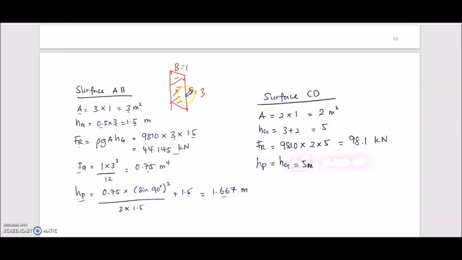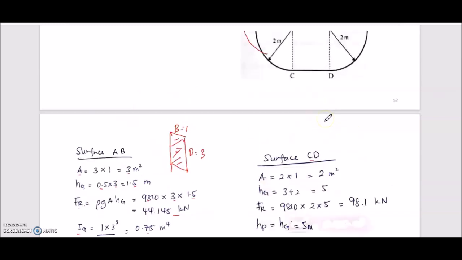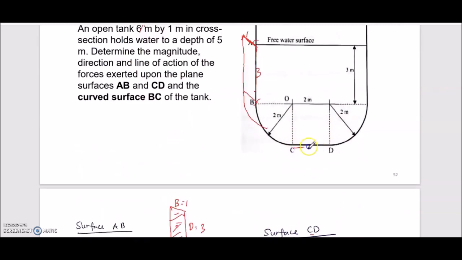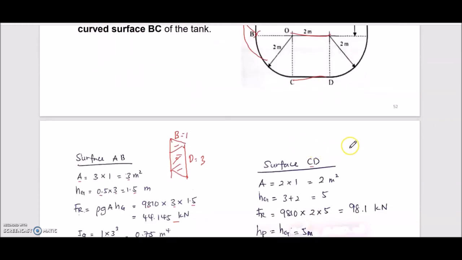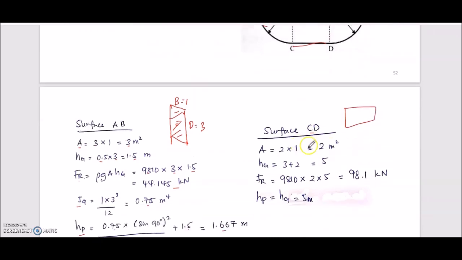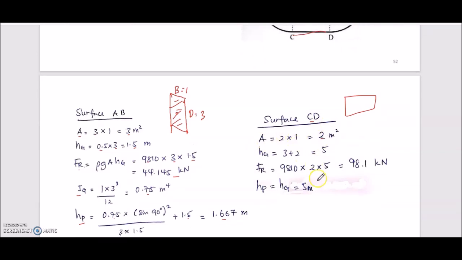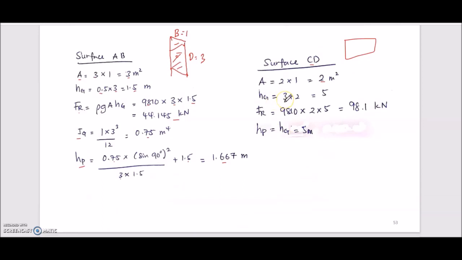So that settles surface AB, which is rectangular. Now we move to surface CD. Which is CD? CD is here. Again, CD is also the rectangular part. At the bottom, we have area 2 times 1. Area 2 times 1, and then the height of gravity is 3.